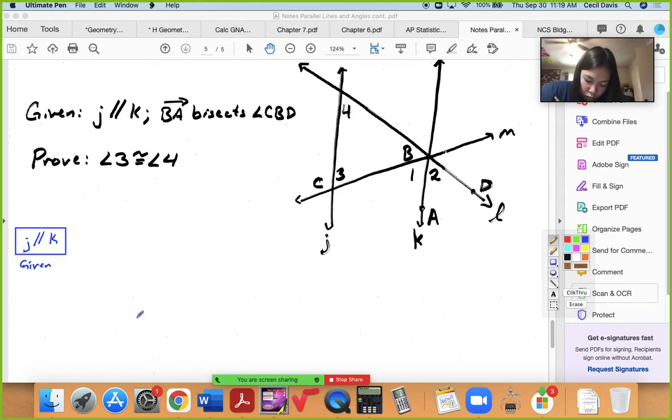If these two lines are parallel, do you see any angles that either 3 or 4 would be in a relationship with? 3 and 1. 3 and 1? Yep. What kind of angles are those? Alternate interior. Yeah. Angle 3 is congruent to angle 1. That's the alternate interior angles theorem.